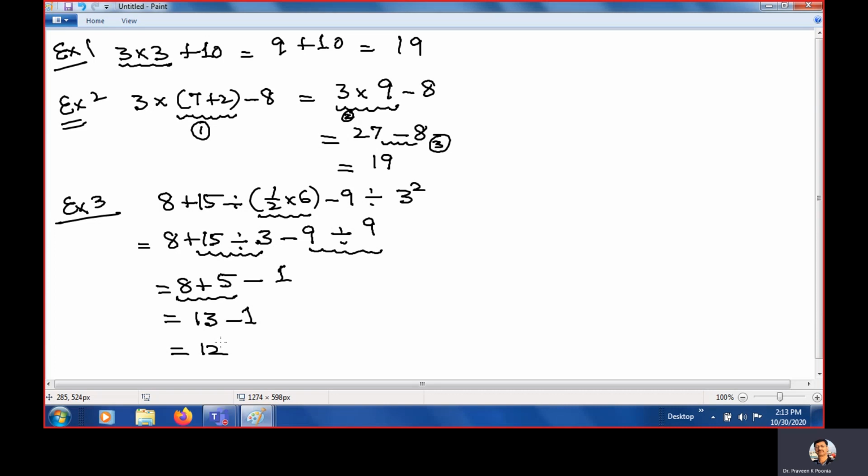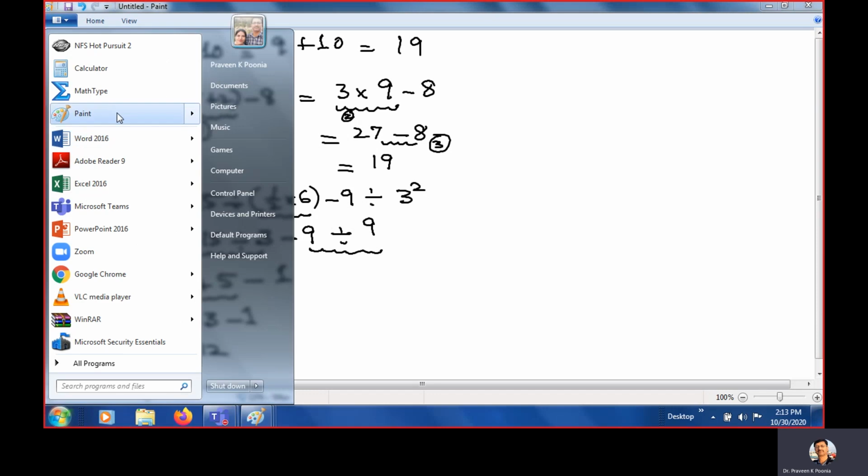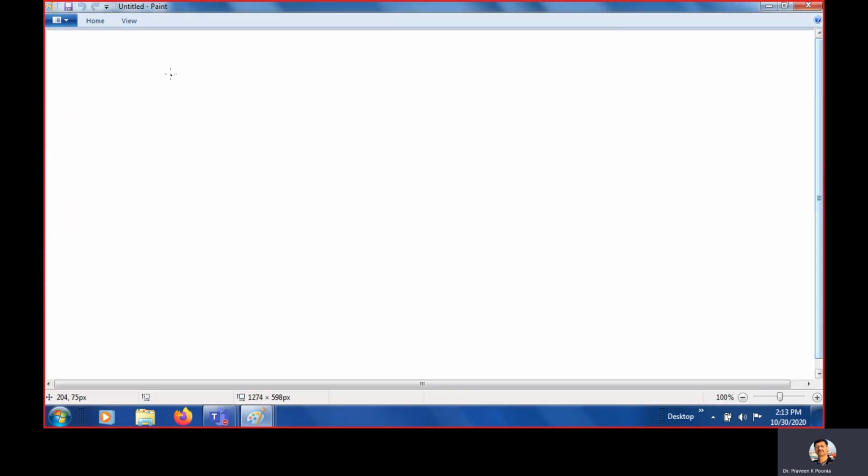Okay, one more question we will take from the exercise. If some question is given in the exercise related to this topic, yes, there are so many questions given in the exercise. So if you see, this is question number 11 on page 42. First you can solve the first, second, third, and fourth.